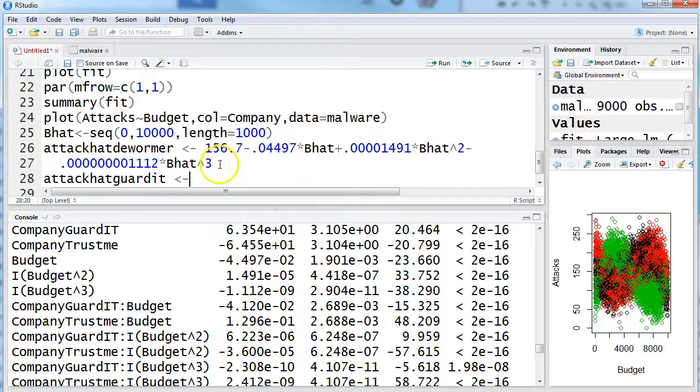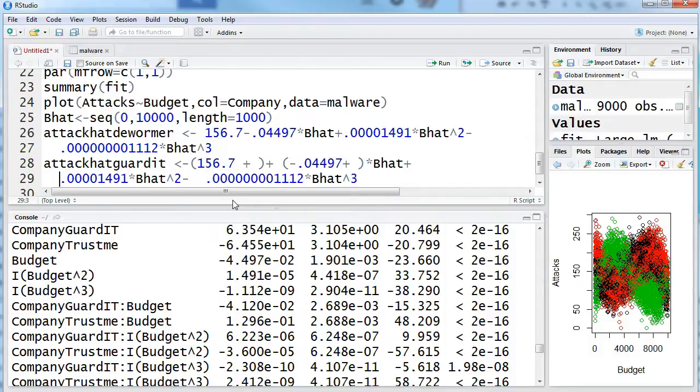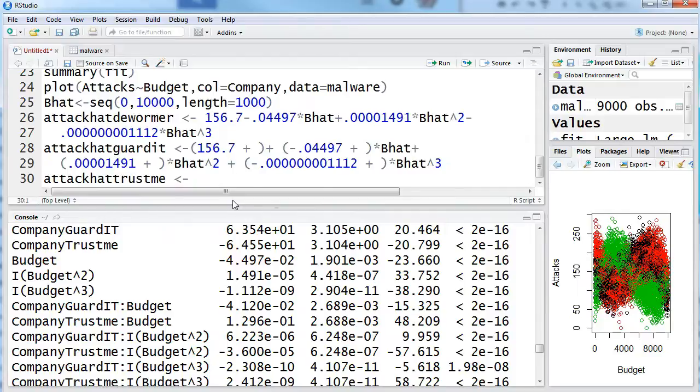Now, how do I do guard it? Well, I'm going to start with the baseline, but I know that this number right here, I'm going to need to add something to it. And then I know that this number here, I'm going to add something to it. So I'm going to have a mess of trying to get this all to fit on the line. But there's the baseline. So far, we haven't made guard it any different than dewormer.